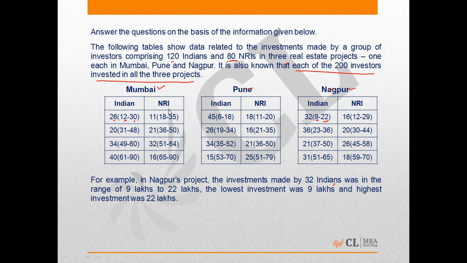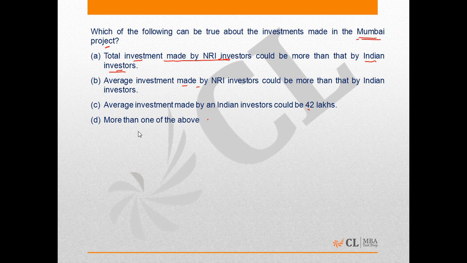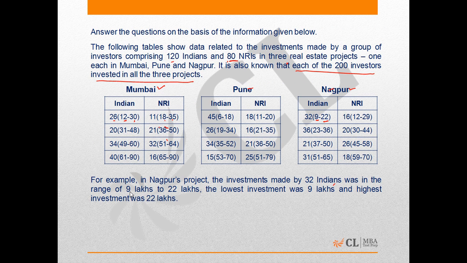So the minimum investment will be made if the majority of people invest at the lower side of the range, right? So if out of this 11, let's say 10 people invested 18 lakhs and just one invested 35, then also the range is going to be from 18 to 35, but we'll have the minimum value. So let's calculate the minimum and the maximum NRI investments made. Let's calculate it on the previous page itself.